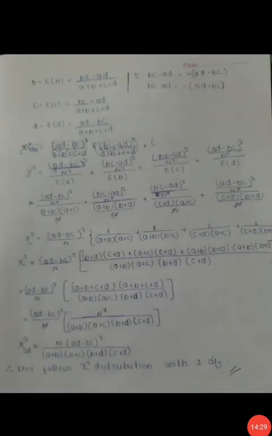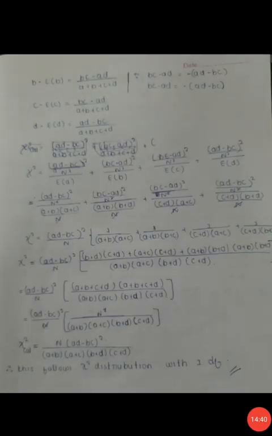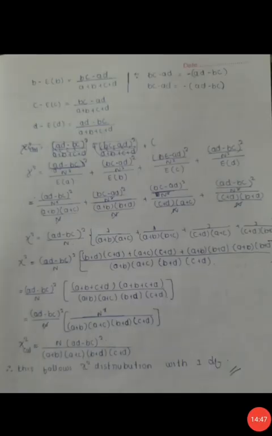Chi-square calculated value is equal to N into (ad minus bc) whole squared divided by (a plus b)(a plus c)(b plus d)(c plus d). This is called the chi-square calculated value. This follows a chi-square distribution with 1 degree of freedom.